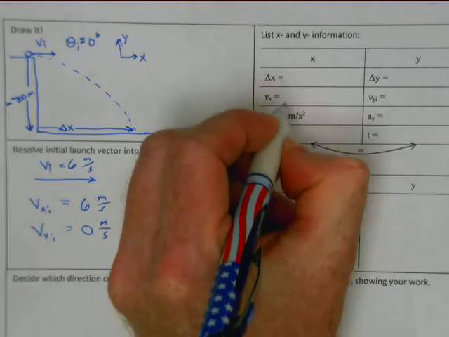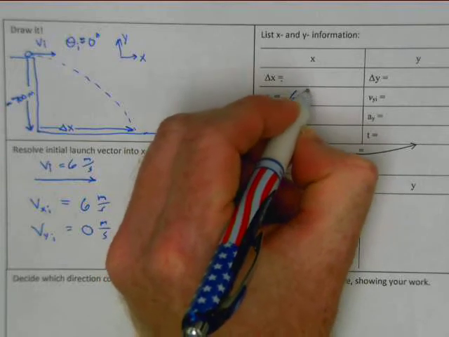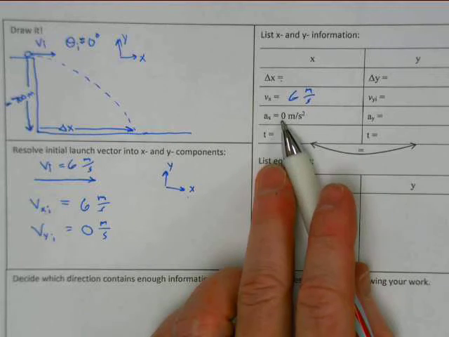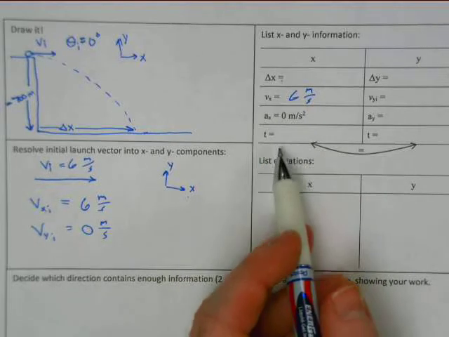So that's a 6 right there. That is 6 meters per second. Cool. Acceleration in the x direction is 0 meters per second squared. Awesome. Time, I don't know the time yet.